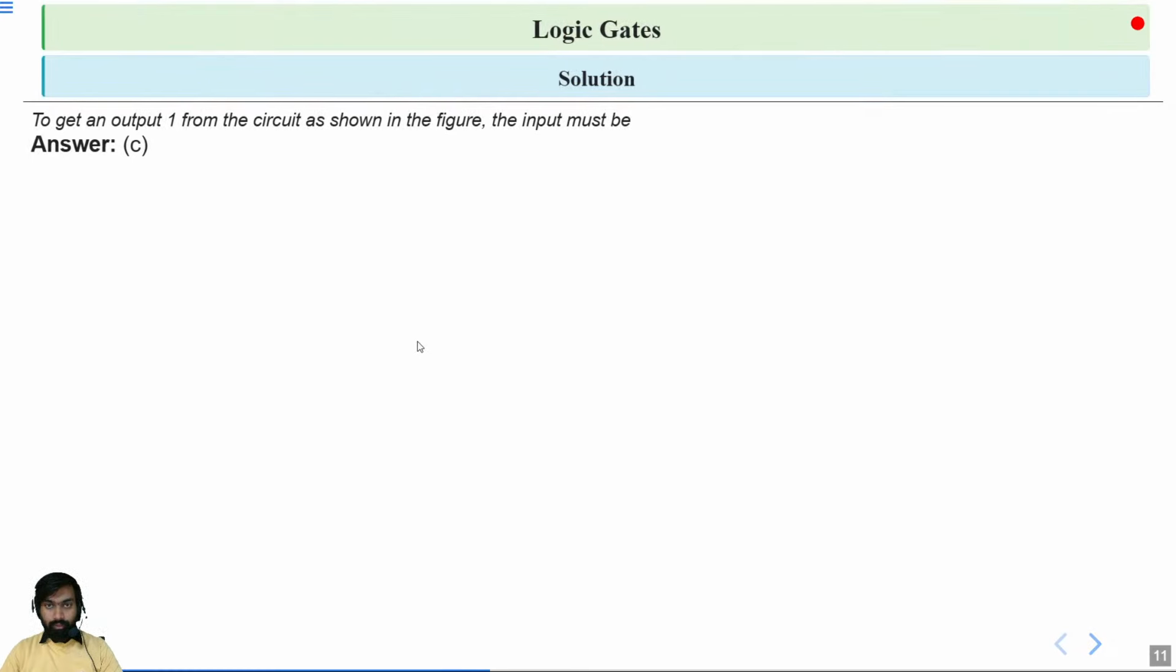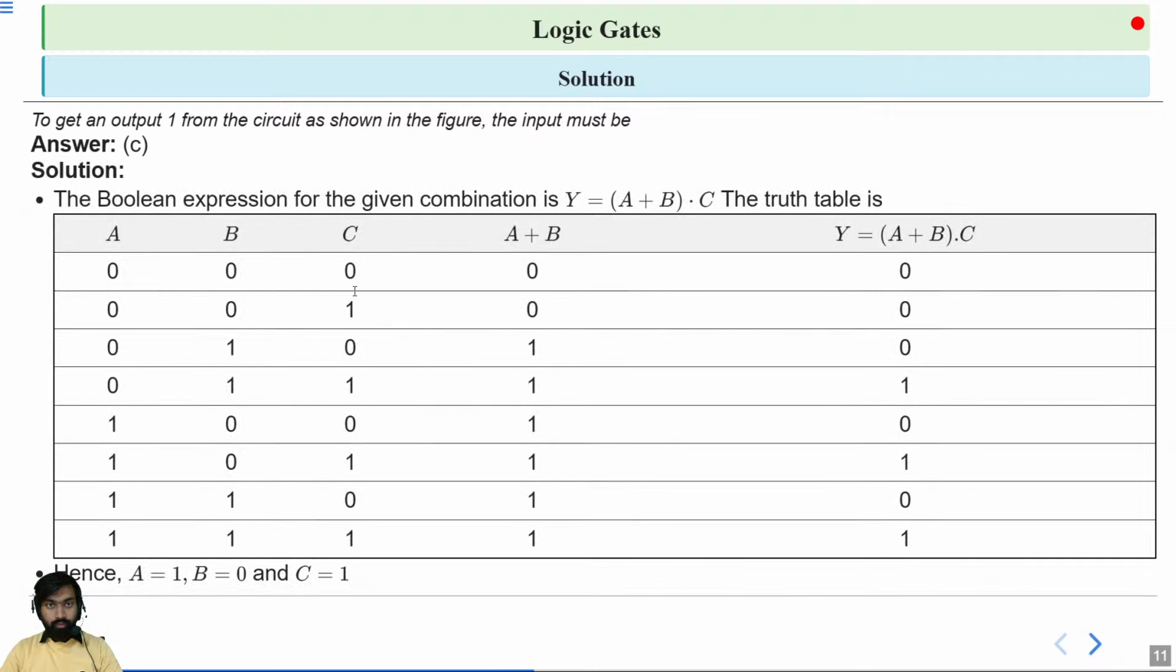C option is correct. Clear? Let's see the solution. So this is the solution by a Boolean expression. Y equal to A plus B dot C means Y is true only when either A or B is true. Okay. So in the truth table, we see that Y is 1 only in the cases where A or B is 1 and C is 1.